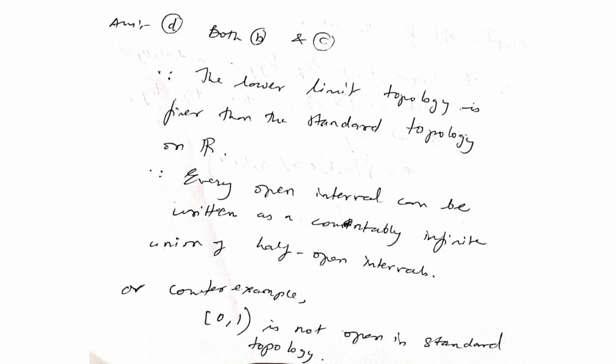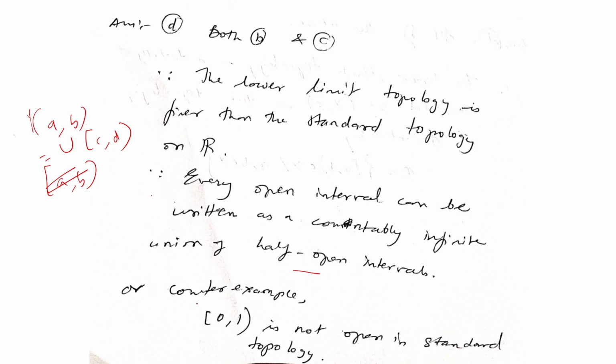The lower limit topology is finer than the standard topology because every open interval can be written as a countably infinite union of half open intervals, right? If you take any open interval a comma b, it can be written as a countably infinite union of such half open intervals. Fine. So in this way, your logic is also correct. So you will get that the lower limit topology is finer than the standard topology on R.